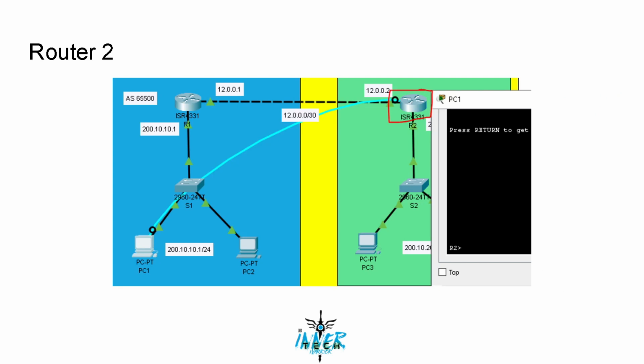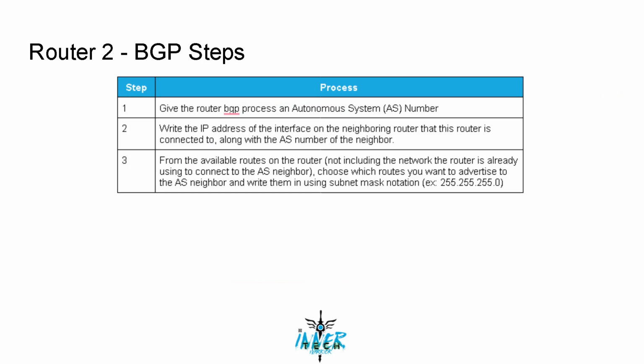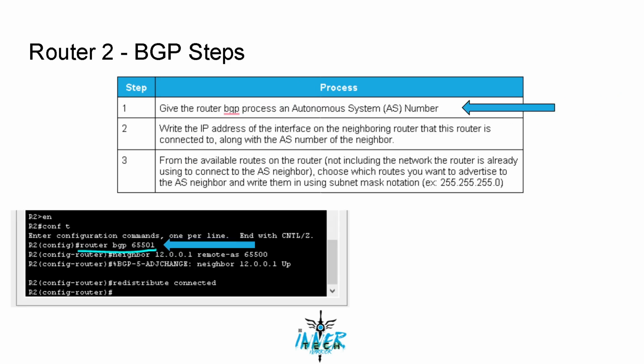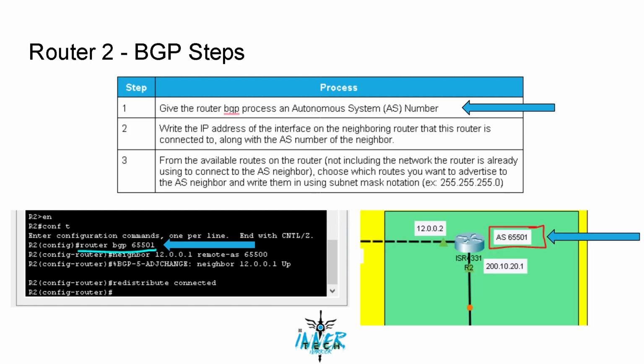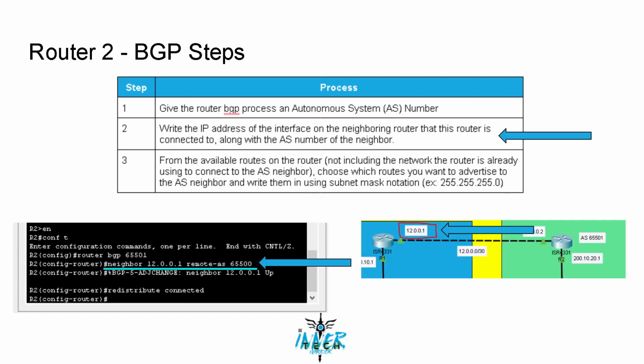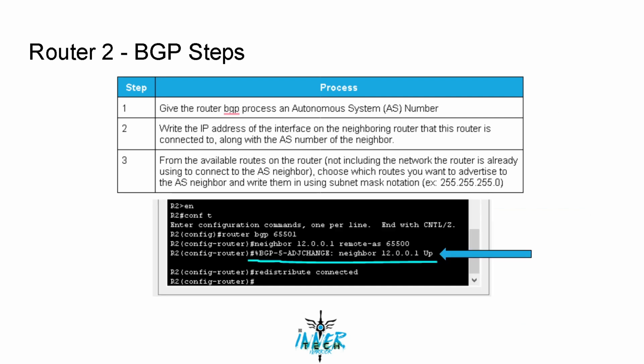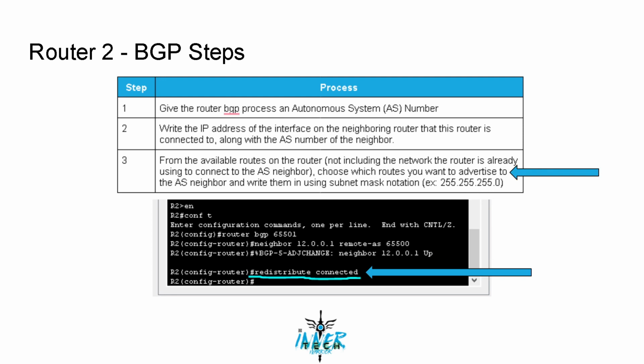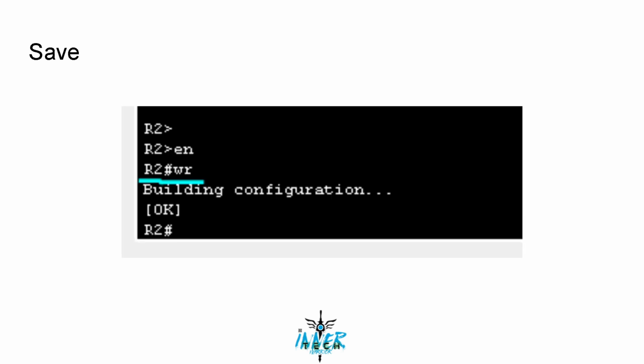Now onto router 2, in autonomous system 65501. In this router, we're following the same three steps. First step, enter the router BGP autonomous system number. Then write the IP address of the neighboring interface and its autonomous system number. Notice the log already tells you that the neighbor BGP is now up and sharing. And lastly, we want to redistribute all the connected routes, so use the redistribute connected command. Remember to save your configuration.